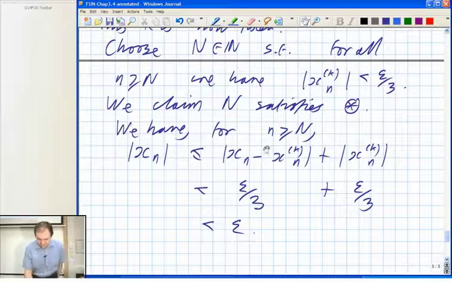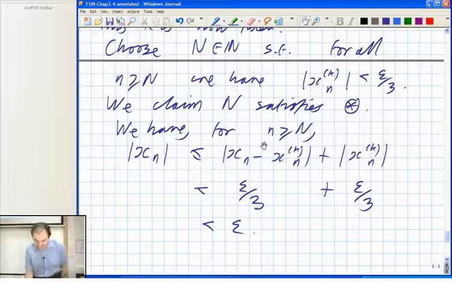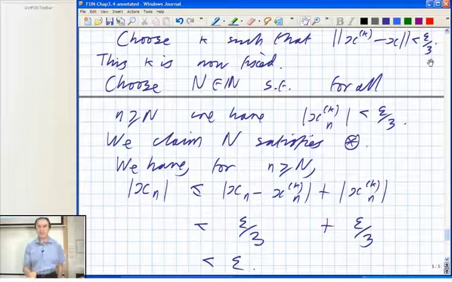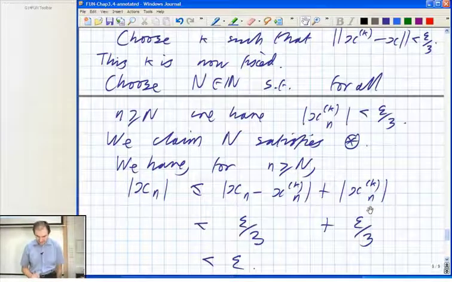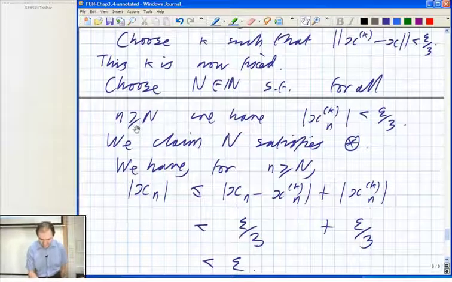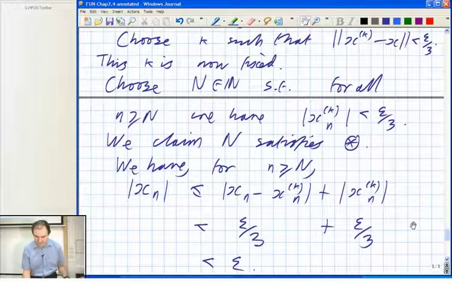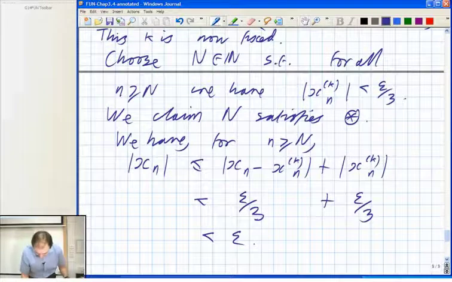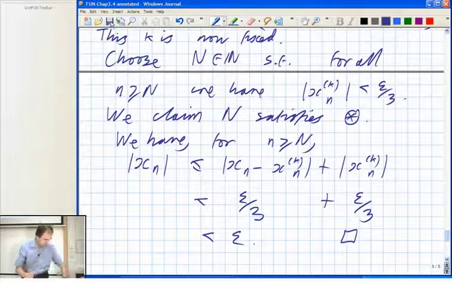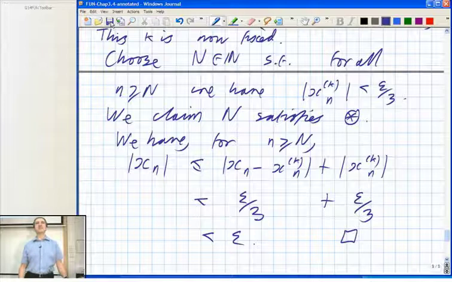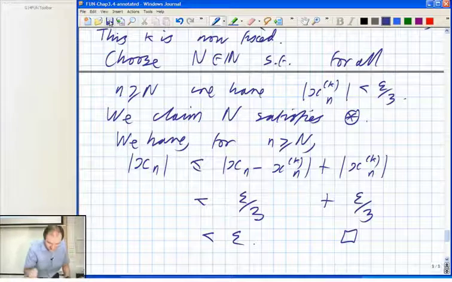What did I use? That's because that's one of the terms of the differences in sequences, and the difference in the sequences we said was less than epsilon over 3. And this one was just for n greater than N, we knew that this was less than epsilon over 3 as well. So the sum of two small numbers is very small, and we finished. Any quick questions on that proof? I must remember to use epsilon over 2 next time. Okay, we'll stop there.